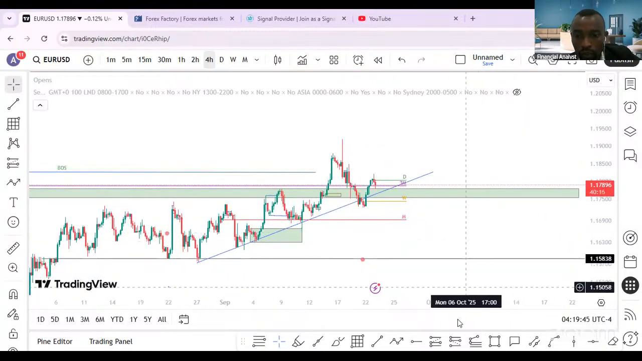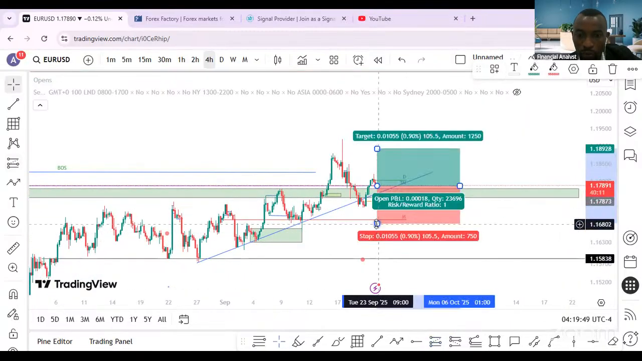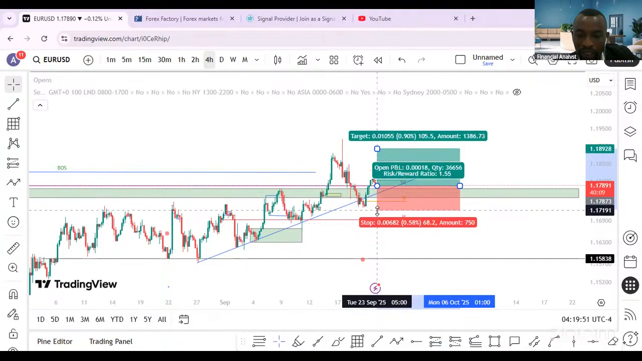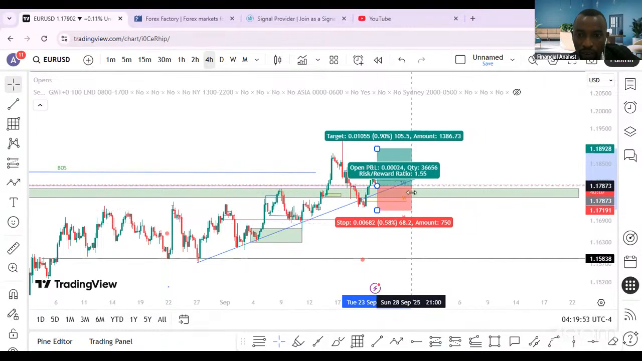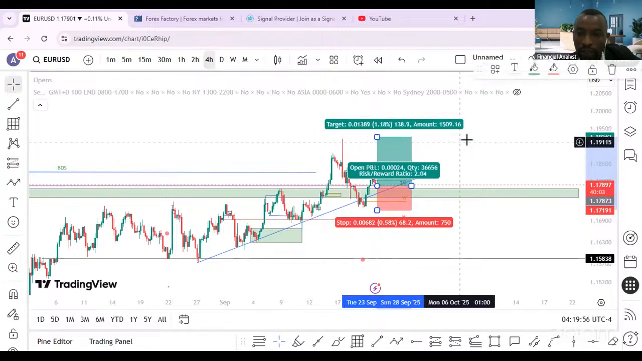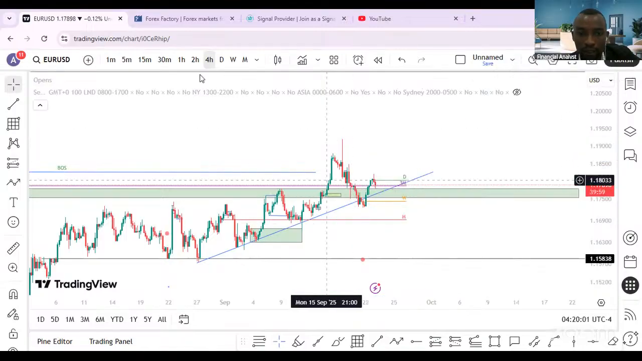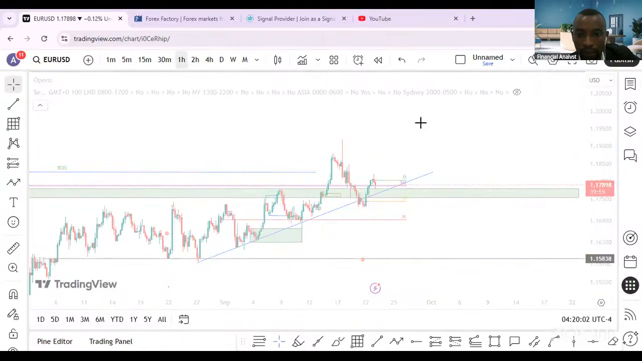Let's see. Say if you buy from here now, your stop loss will come here. How many pips? That's 68. That is big. 2-1. Target is high. Okay. So please look around here. You can go to 1 hour.